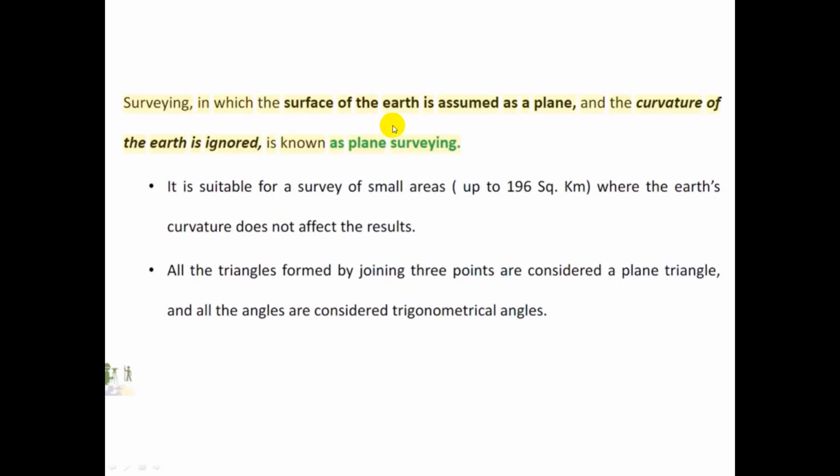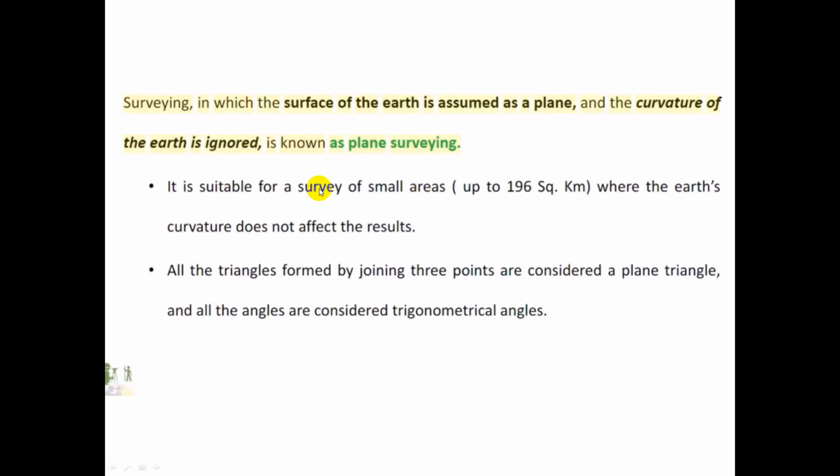Surveying in which the surface of the Earth is assumed as a plane and the curvature of the Earth is ignored is known as plane surveying. It is suitable for surveying small areas, up to 196 square kilometers. So if the area you are measuring is less than 196 square kilometers, it is okay to use plane surveying.